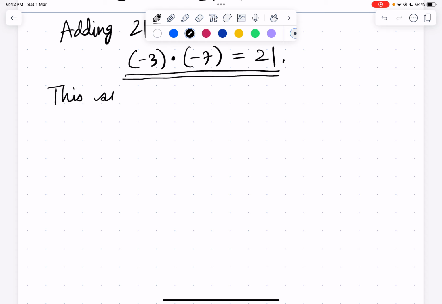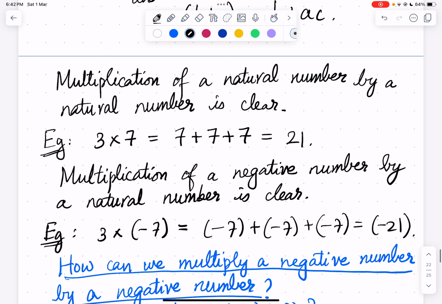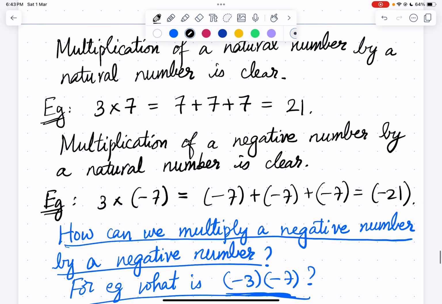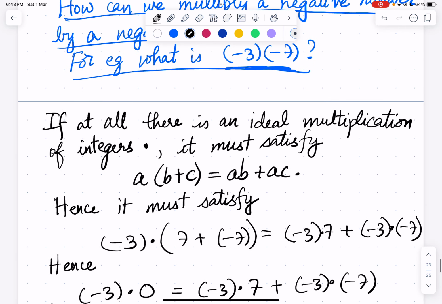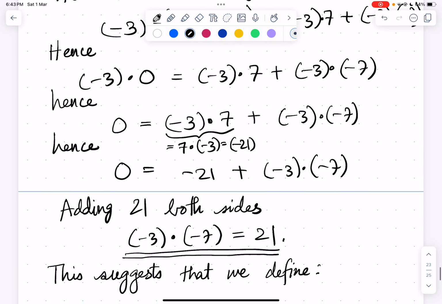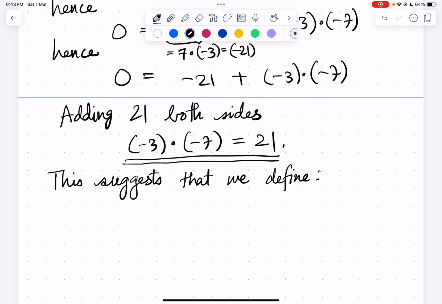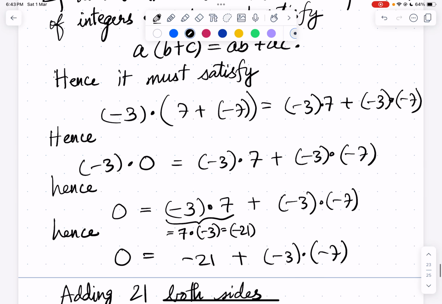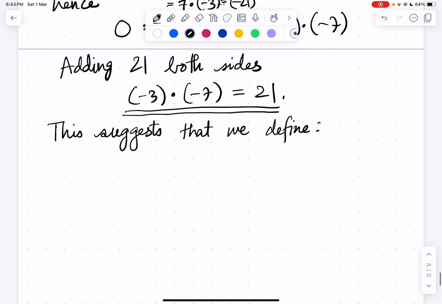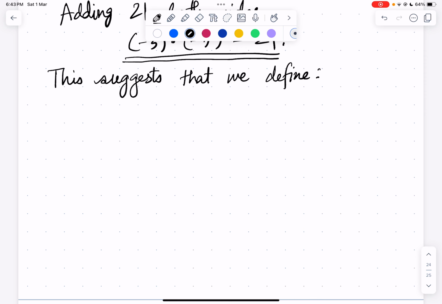Okay, this suggests that we define. So we saw that multiplication of a natural number by a natural number is defined. Multiplication of a negative number by a natural number is defined. If we impose commutativity and distributivity, we can reduce multiplication of two negative numbers as well, using the distributivity and commutativity rules and the usual multiplication rules for natural number times any integer. Okay, so this suggests that we define, definition, this is for negative times negative.